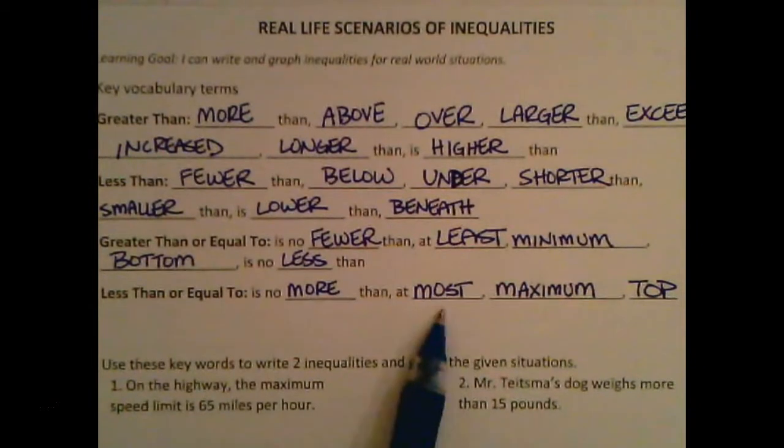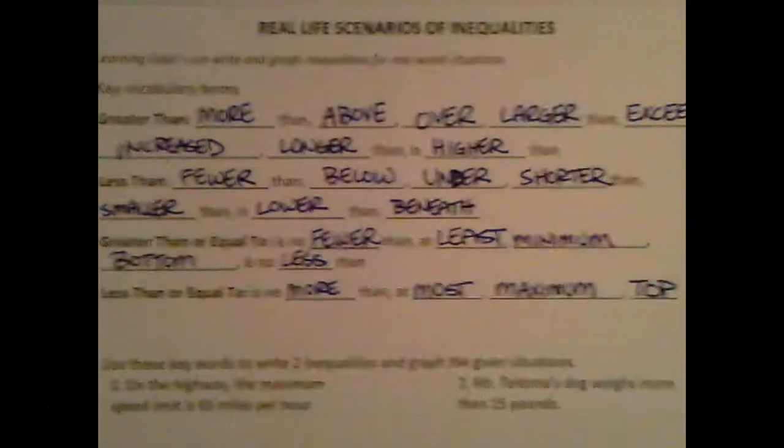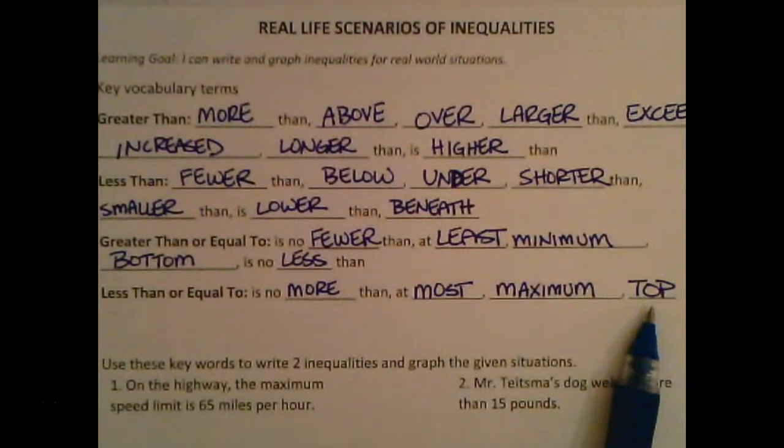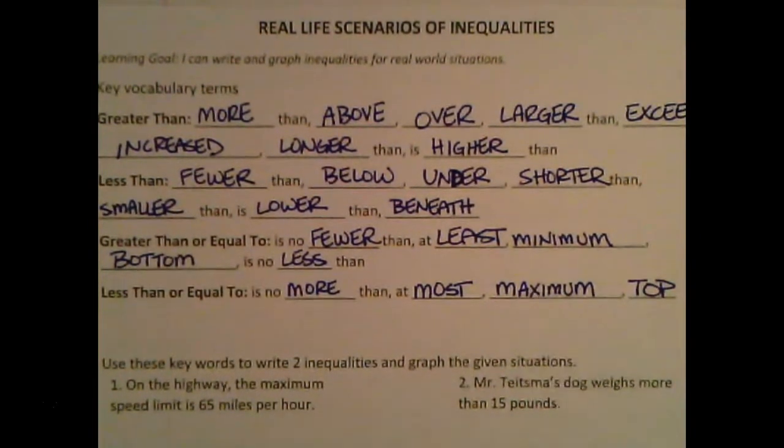Okay, this one, you will see this quite a bit, at most. So in my bank account, I have at most $50. That means I have $50 or I have less than $50. The maximum amount of points scored in the game was 22. So that means that someone scored 22 or everyone else scored less than 22. Okay, and then think about it. When something's a top, the only place you have to go from there is down or smaller.